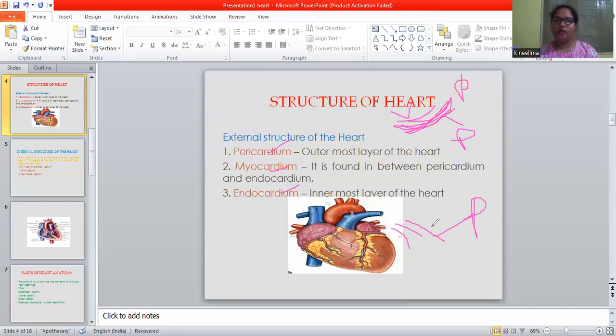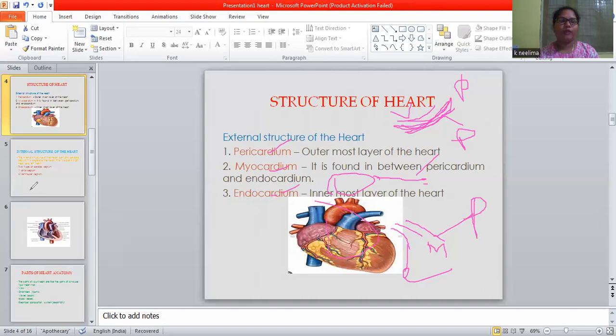This is the pericardium, and next comes the myocardium. The myocardium is present in between the pericardium and the endocardium. The myocardium contains cells used to conduct impulse energy from one place to another. Coming to the endocardium, it is the innermost layer, and it covers the heart throughout.